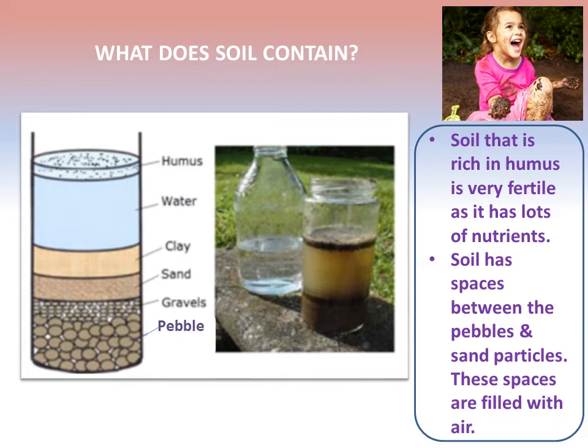The amount of pebbles, sand, clay and humus in the soil is not the same everywhere. It changes from place to place. इसीलिए different places में different type की soil हमें मिलती है. Soil that is rich in humus is very fertile as it holds lots of nutrients.